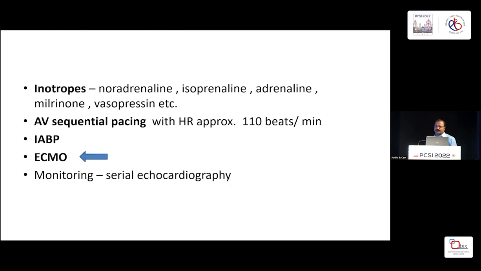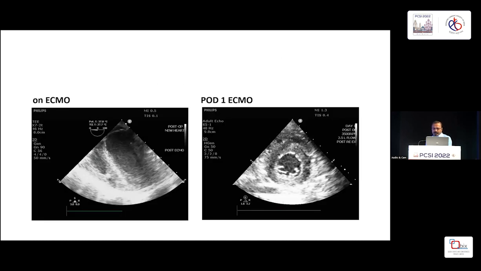So how do we manage this? In this kind of situation, we use inotropes like adrenaline, noradrenaline. We can use inodilators like dobutamine, milrinone, levosimendan. If sinus rhythm is not there, you can do AV sequential pacing. In bigger recipients, you can use IABP. Or if none of these things are working, you can put the patient on ECMO. So that's what we decided, to put the patient on ECMO.